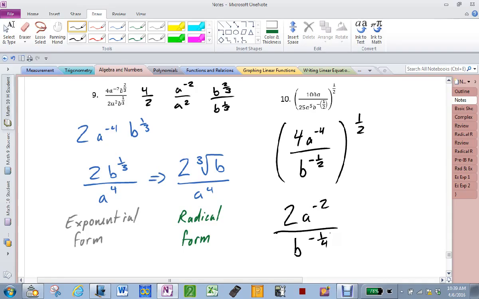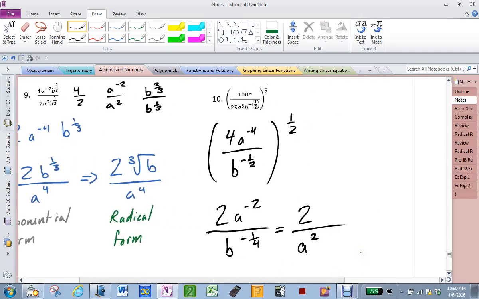No. Now I move the stuff around. What moves? The negatives. Every negative exponent must move. So, does 2 move? No, because it has no negative exponent. Does A to the negative 2 move? Yes. Where does it move? To the bottom. What happens to its negative exponent? It becomes positive. Does B to the 1/4 move? Yes. Where? To the top. What happens to its exponent? Positive.